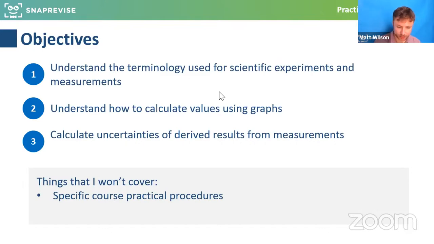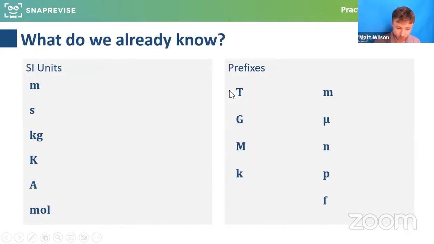Now, the good thing about today is you don't need to know much about A-level physics yet to understand what we're talking about. Pretty much the only thing you really need to know is some stuff about units and prefixes. So we're just going to revise that now before we get going with the main session, just to get us all up to speed and warmed up, really.